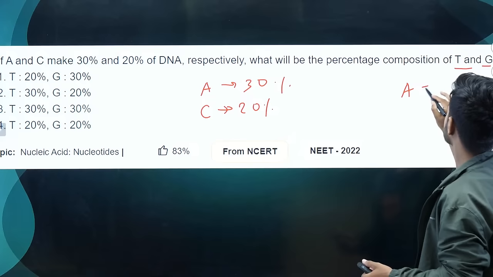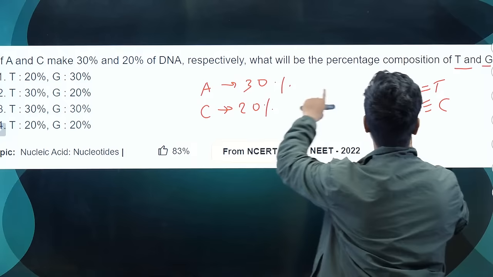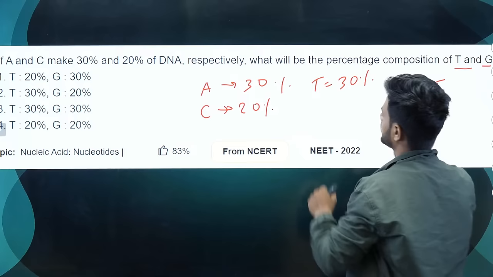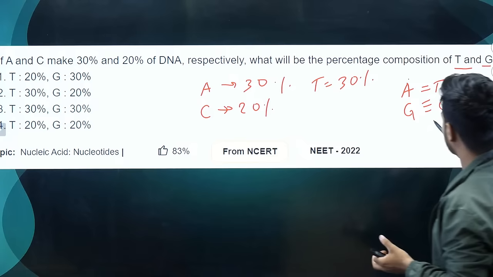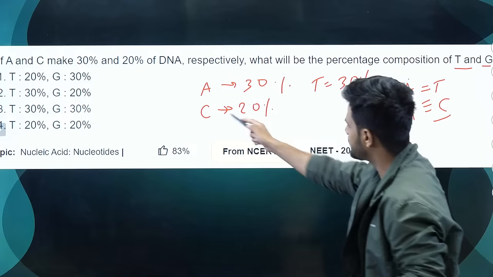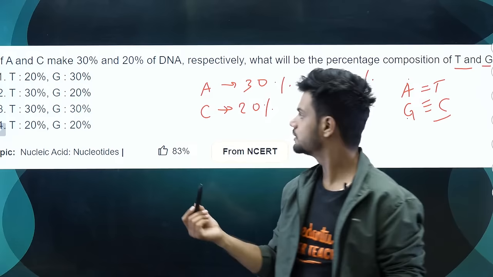ATGC, if adenine is 30%, thymine is also going to be 30%. 30 plus 30 is going to be 60%. Yes, 60% is consumed now. What is left? 100 minus 60 is 40%. So 40% is left for your G and C. 40% can be divided into 20%, 20%. 20% C, G is going to be your 20%. Done.